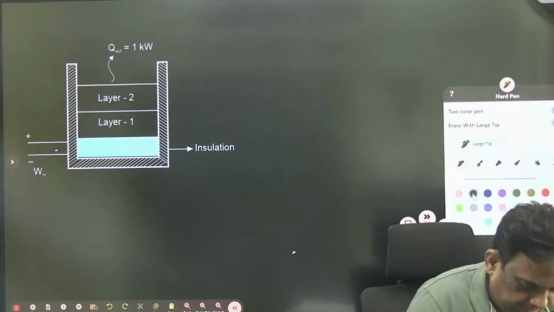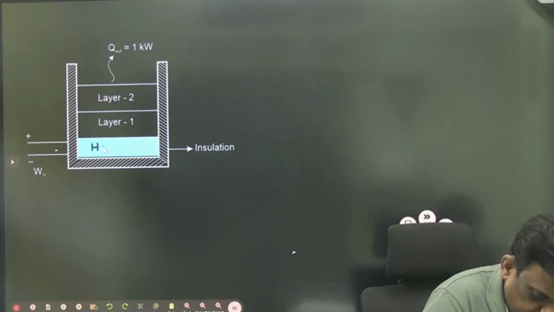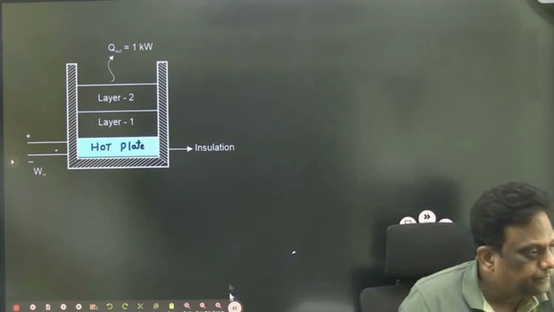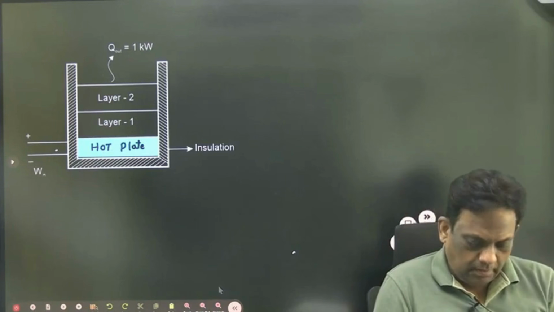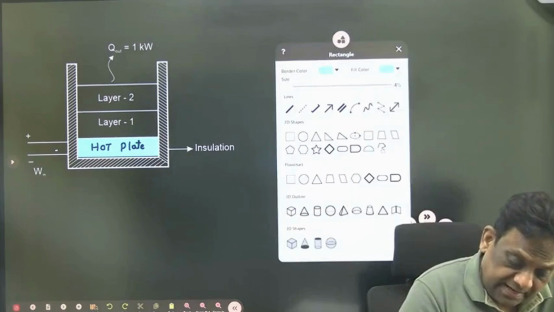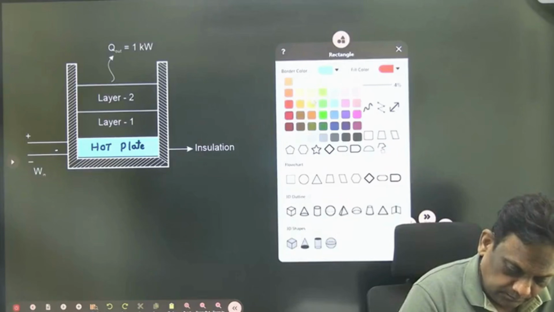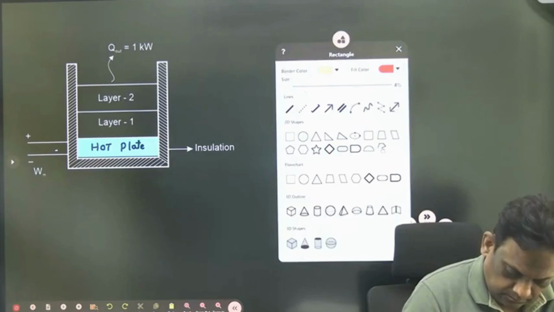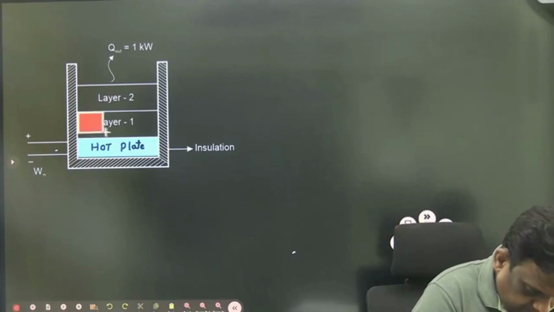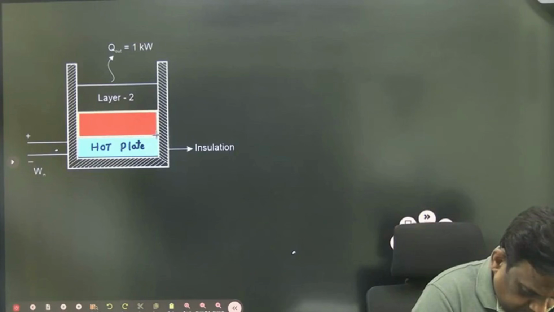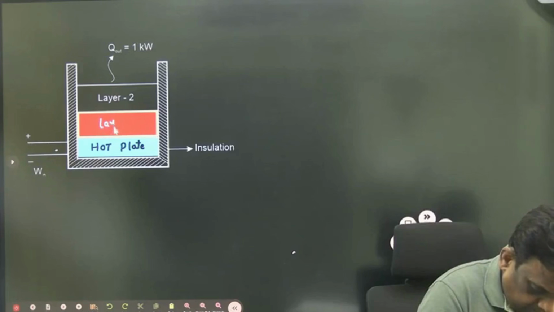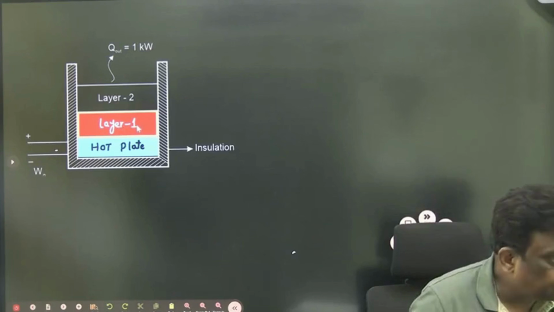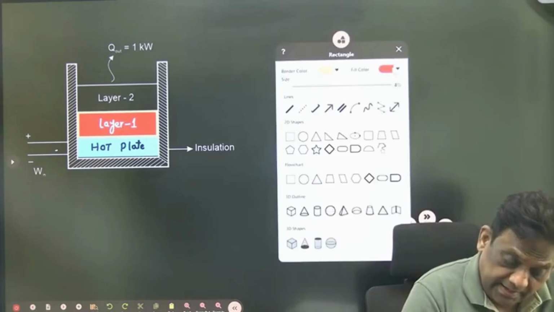This is a hot plate. There is a hot plate. Now, there is layer 1. And there is layer 2.